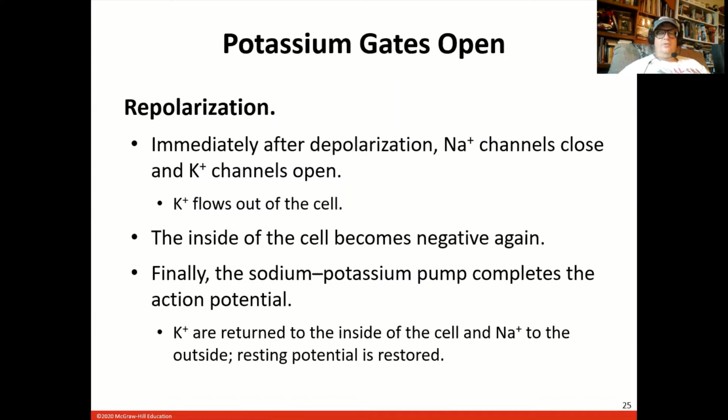And remember I said we have positive sodiums on the outside that are rushing in. But we have positive potassiums on the inside. When it gets super positive, we're going to open the potassium channels. So the potassium is going to rush out. That's going to make a bunch of positive leave the cell. It will return to being negative. But it doesn't mean we can fire again. We're not ready. We've got to put a lot of energy, a lot of ATP into that sodium potassium pump to put things back where they belonged. And then we can fire again.